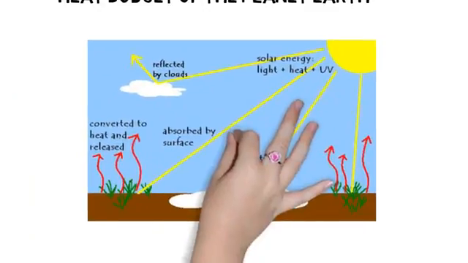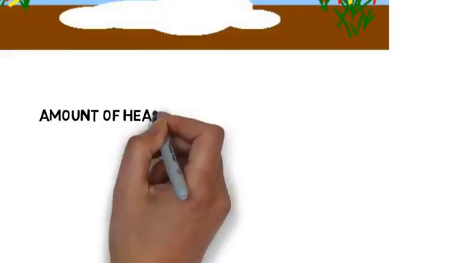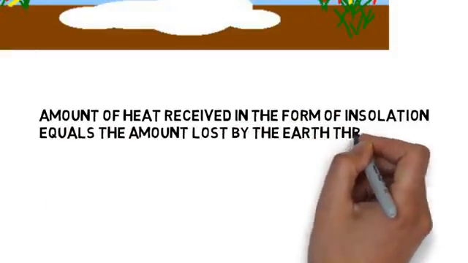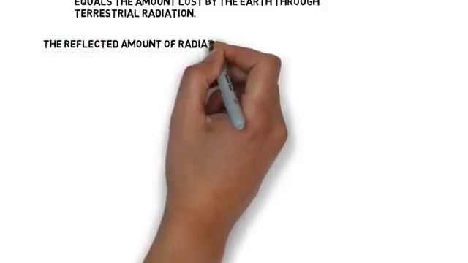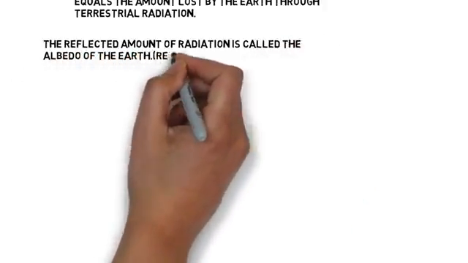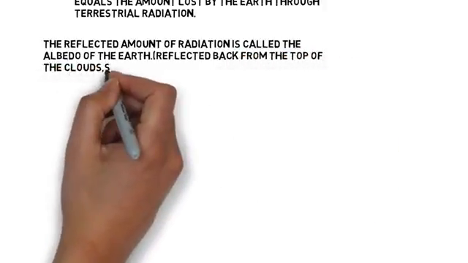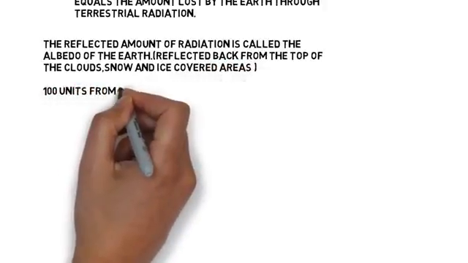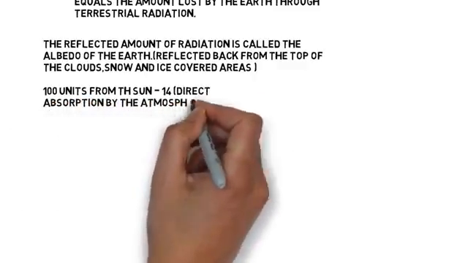If we assume that 100 units of energy reach the top of the atmosphere of the Earth, then in that, 14 units are absorbed directly by the atmosphere and 35 units are lost to space through reflection. The remaining 51 units then reach the surface and are absorbed by the Earth, due to which the surface gets heated. And this heated surface of the Earth then radiates back the energy in the form of long waves, and this process is called terrestrial radiation.